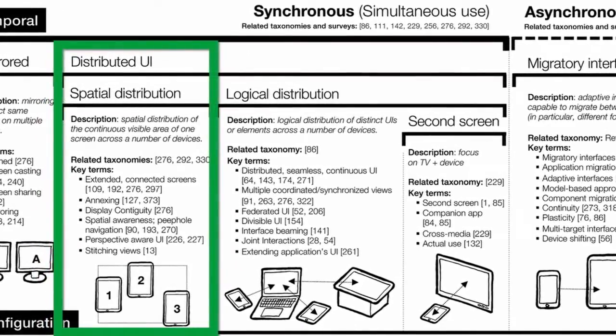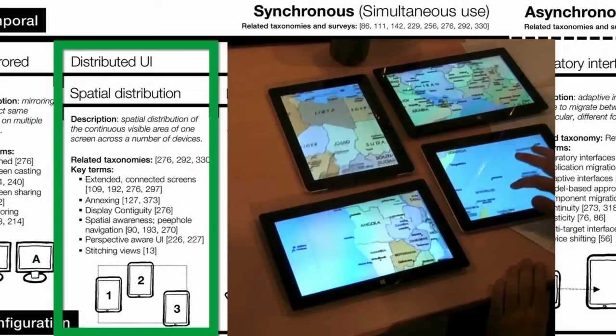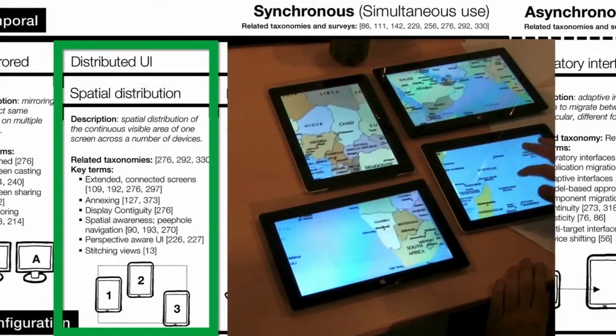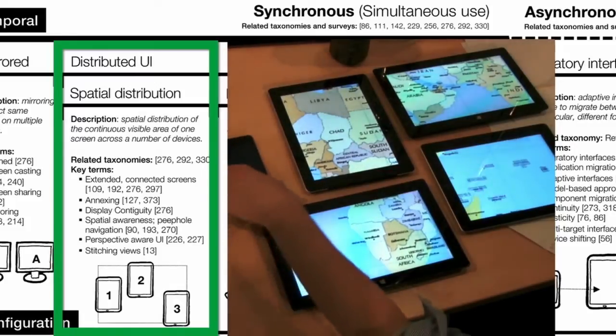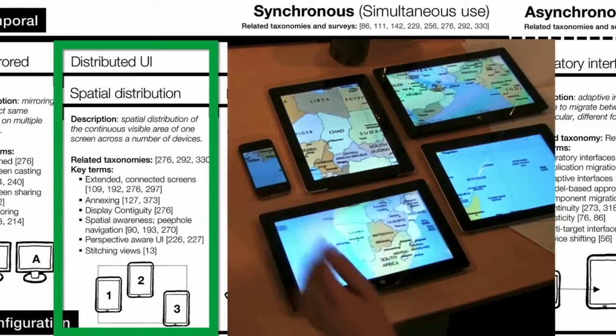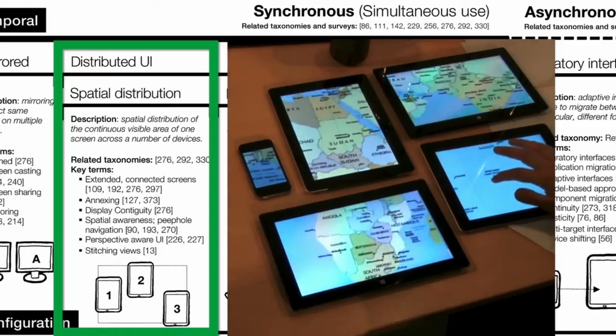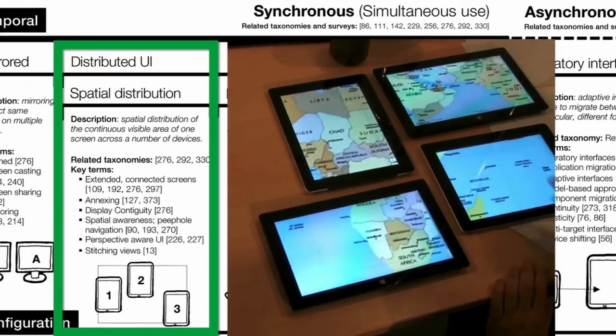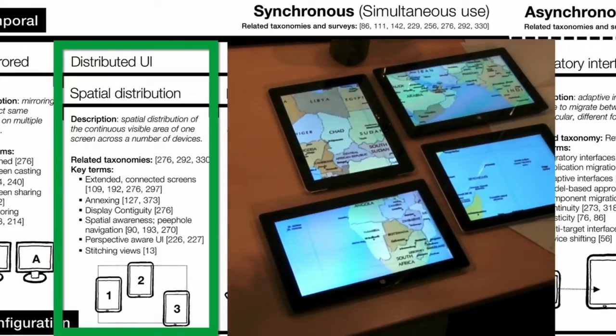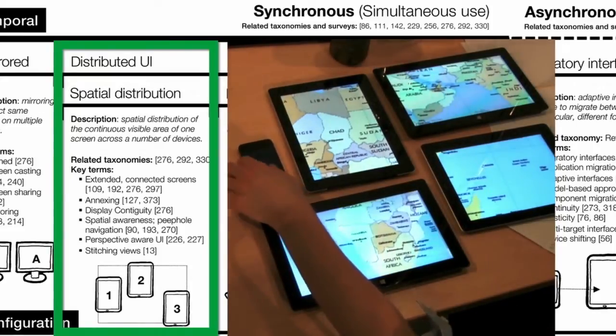First, we have distributed user interfaces, which can either be spatially or logically distributed. Spatial distribution means that the area of one device continues and extends to other devices. And the video here shows a simple example with a geographical map that spans across a number of tablets. Our taxonomy then points to a number of relevant techniques for spatial distribution, such as annexing, stitching, or perspective-aware interfaces.